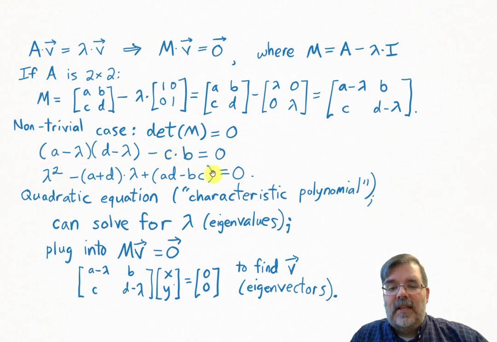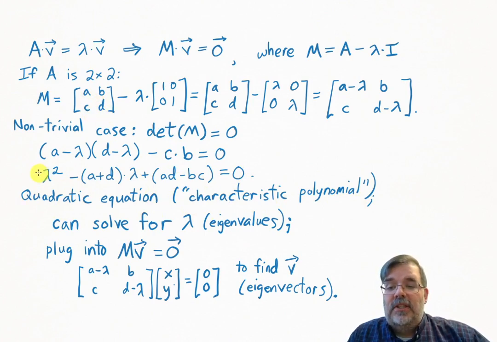Now multiply this out and group all the lambda terms, and what we have here is actually a quadratic equation. In this case, a, b, c, and d are going to be constants in some given matrix, and lambda is the unknown. Lambda is the variable we would like to solve for. In quadratic equations, we know how to solve those. This equation is sometimes called the characteristic polynomial of this matrix.